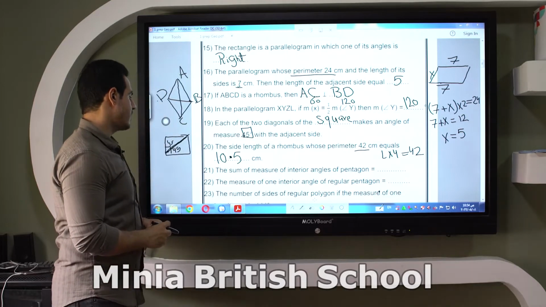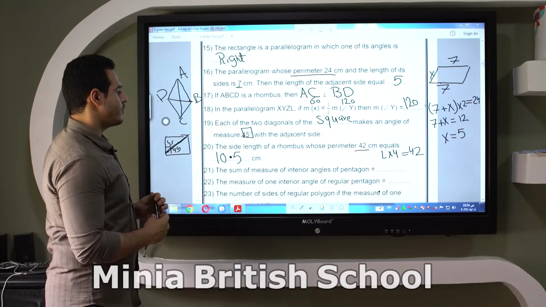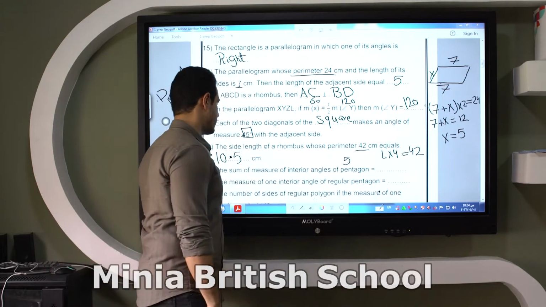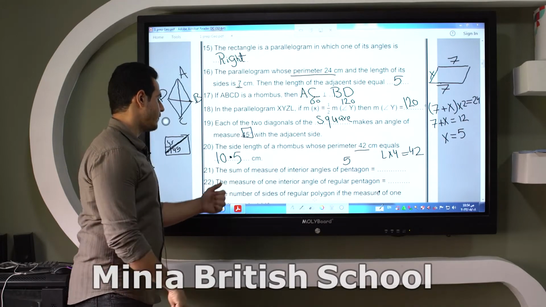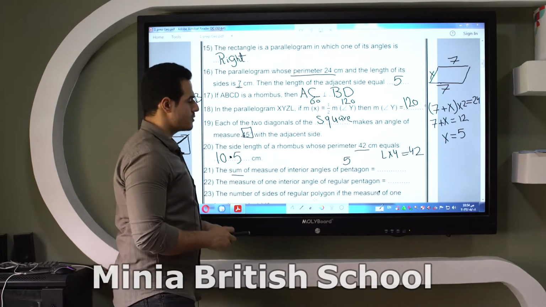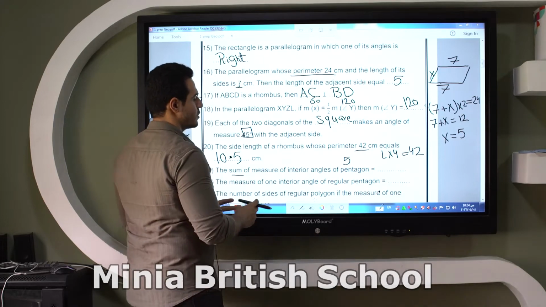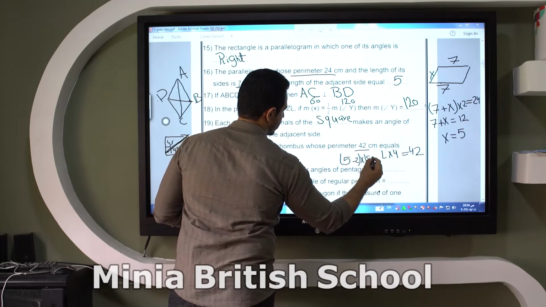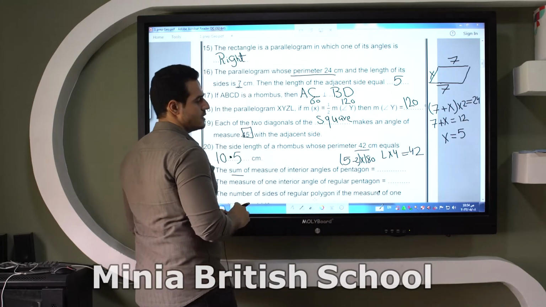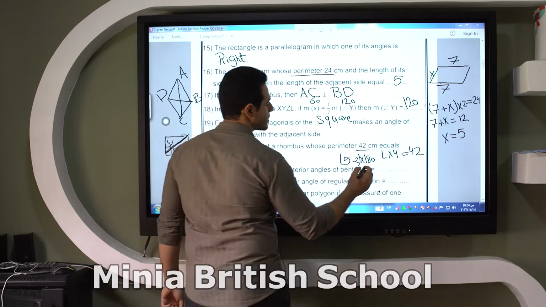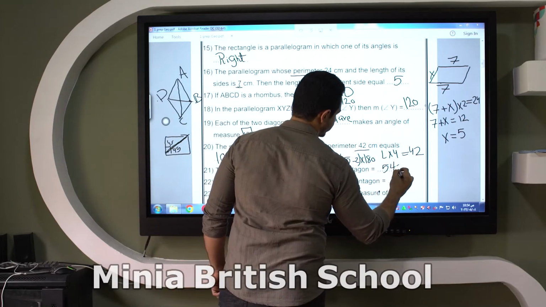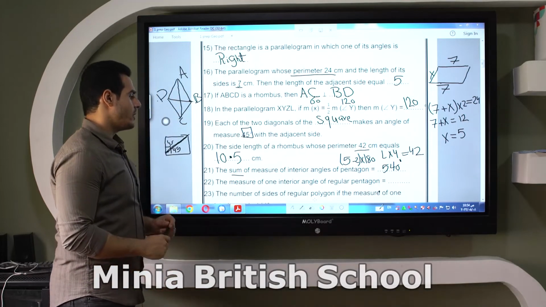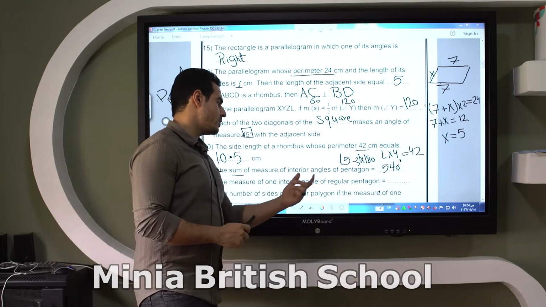21. The sum of the measures of the interior angles of a pentagon. A pentagon has 5 sides, and I can find the sum by the rule n minus 2 times 180. So 5 minus 2 times 180. 5 minus 2 equals 3. 3 times 180 equals 540 degrees.